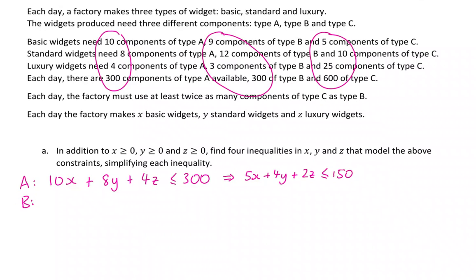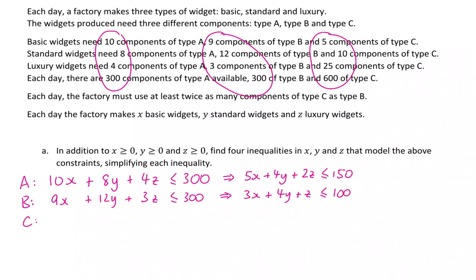Now we're going to set up an inequality for B. So here we're going to have 9 lots of x, so looking down that column, plus 12 lots of y, plus 3 lots of z, and there are 300 available, so less than or equal to 300. And then I want to divide through my inequality by 3. So 3x plus 4y plus z is less than or equal to 100.